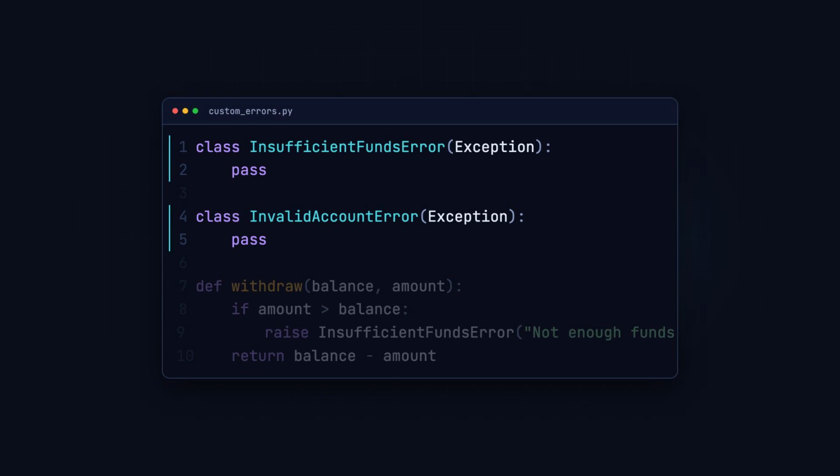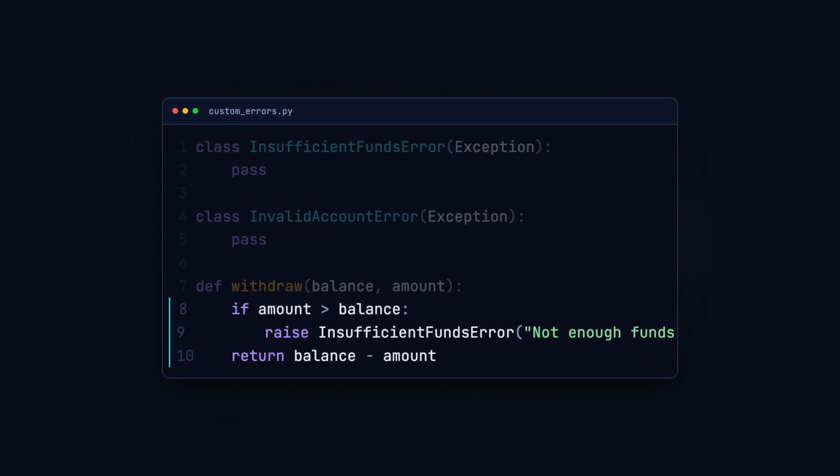To create a custom exception, write a class that inherits from Exception. Just one line of code inside, the word pass, is enough to make it fully usable. Inside a function, use raise, followed by your custom class name and a helpful message. This works exactly the same way as raising a built-in exception.